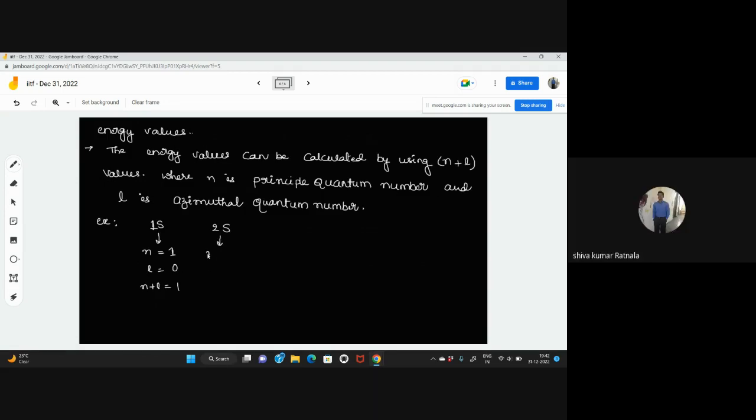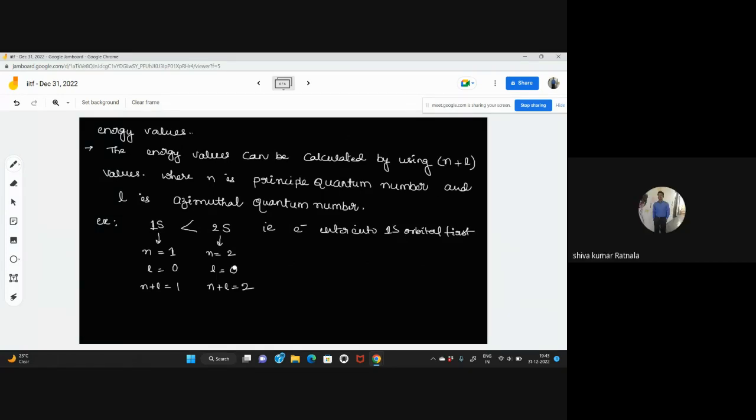And for 2s, n equals 2, and L equals 0, and n plus L equals 2. So in between 1s and 2s, the first electron will enter into the 1s orbital first.